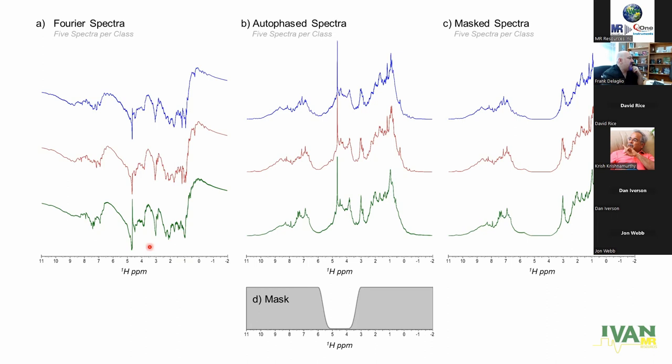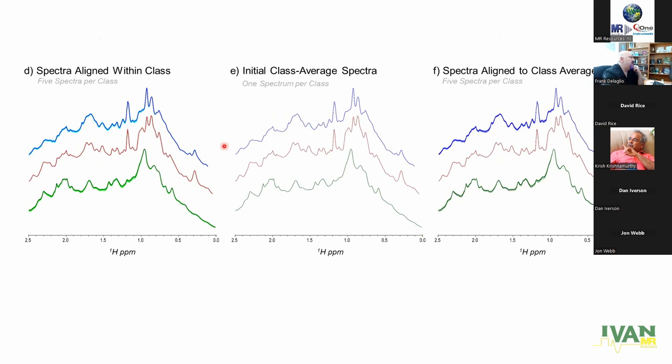And in order to analyze them well, the spectra have to be aligned as well as possible with each other. So let me show you this elaborate scheme for getting the best alignment that we could come up with in this case. So we start with our spectra, we autophase them, and we blank out the solvent region. So we have this collection of spectra, and now we want to align them. So what we can do within each class is pick one of the spectra as a reference spectrum and align all of the other spectra to it.